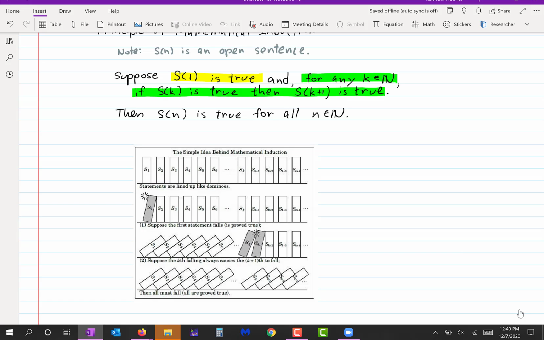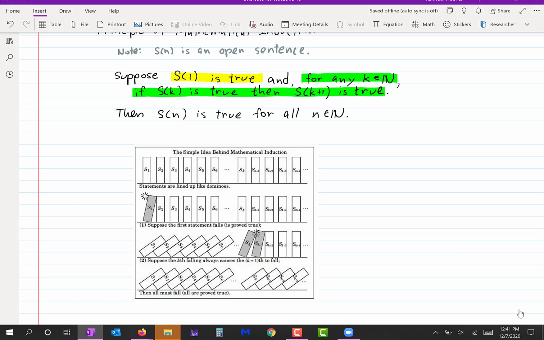Now, if you just set up dominoes and push over the first one, does that mean they will all fall? The answer is no, because maybe the dominoes are spaced out too far from each other, right? On the other hand, if the dominoes are close enough to each other to knock each other down, does that mean that they will all fall? The answer is no, because you have to start it off manually.